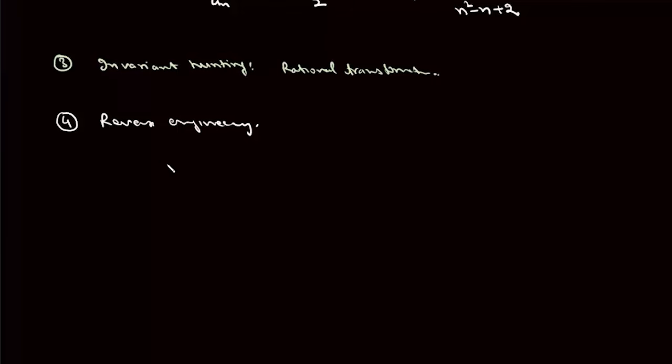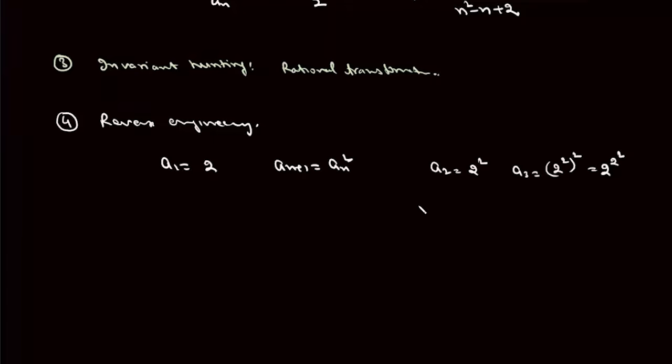Say, for example, suppose we are given a sequence which is a_1 equals 2 and a_{n+1} is a_n square. So here basically a_2 will be 2 square, a_3 will be 2 square square, or 2 to the power of 2 square. If we generate the pattern, it will reveal this a_n will be simply 2 to the power of 2^(n-1). Now, we can do it with the reverse engineering.